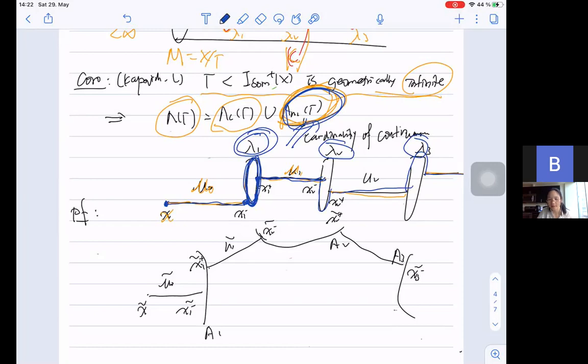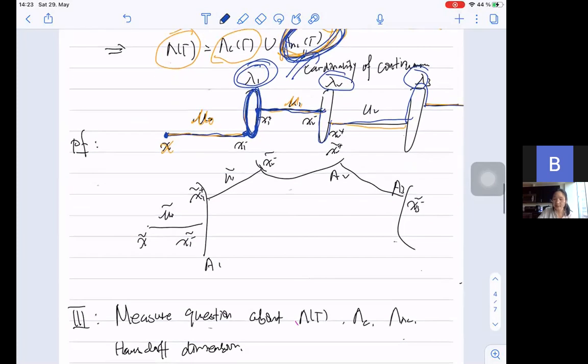If any two different paths have different endpoints, then we get that the cardinality of this set is at least the continuum, like the Cantor set. And it is true: for every different path, you have different endpoints.